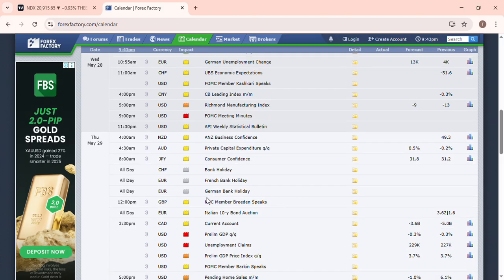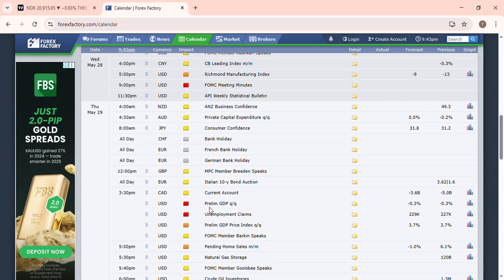On Thursday we are going to have the GDP for USD. GDP, that is quarter to quarter. You can see previous was at negative 0.3%. Expectation this time round is negative 0.3%. But as for me, I expect something higher than this, maybe negative 0.2, negative 0.1, 0.0 or above 0. So I can expect a bullish dollar index, but let's wait and see.